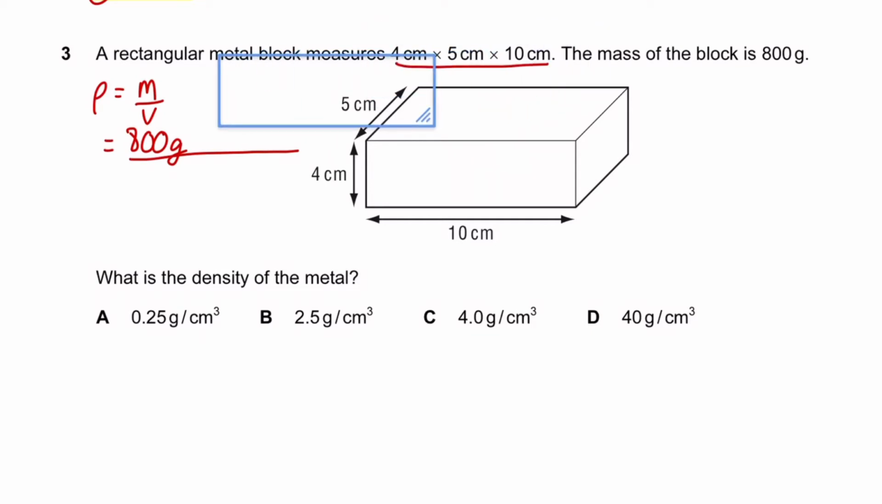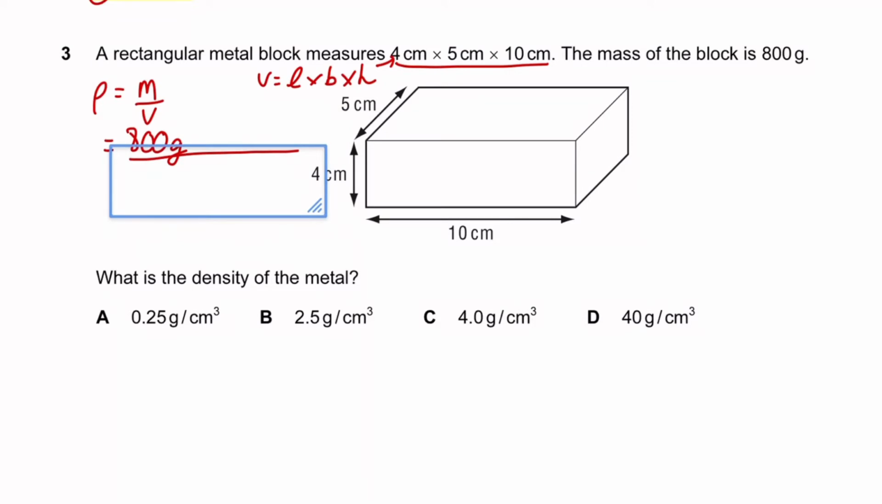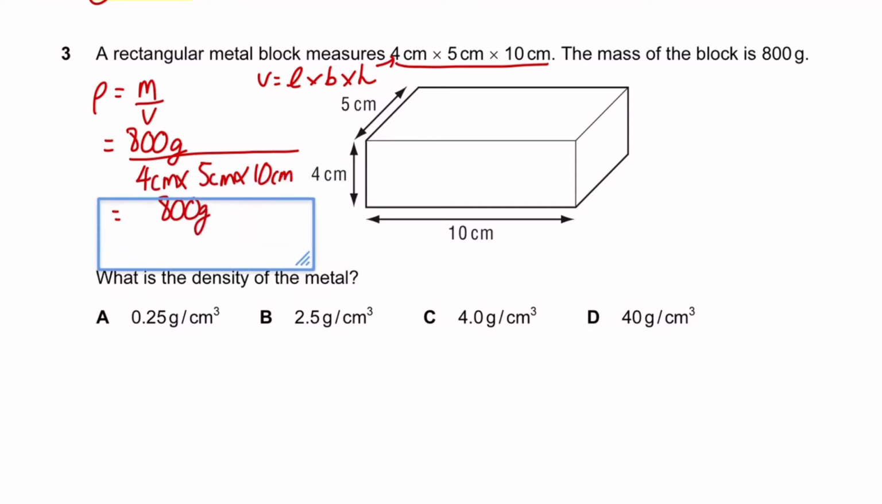Volume is equal to length times breadth times height. Or we can just copy paste these numbers and just substitute them into the volume. With the use of a calculator, you'll be able to get 200 centimeter cube.